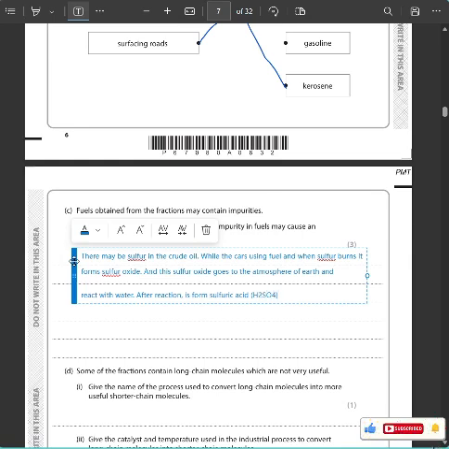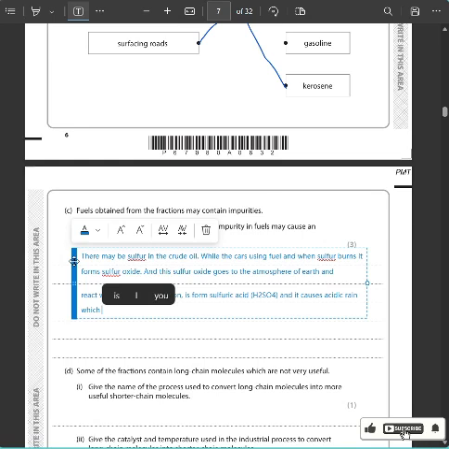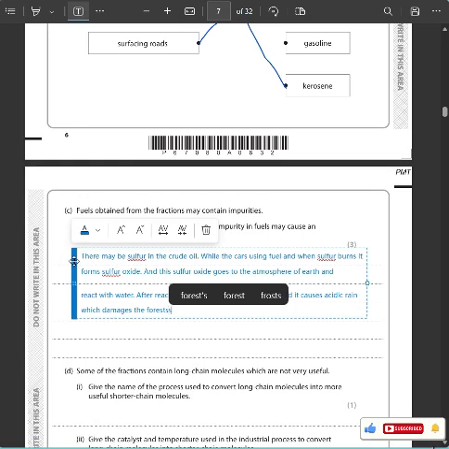And it causes acid rain, which damages the forests and can cause habitat loss.